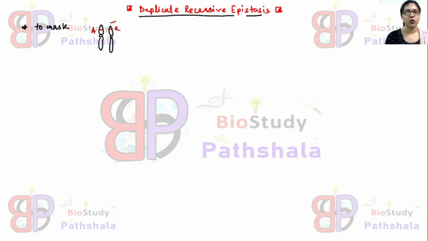And on this loci, for example, B gene is present. And here again the variant of B gene will be present. For example, the recessive allele of B gene is present.